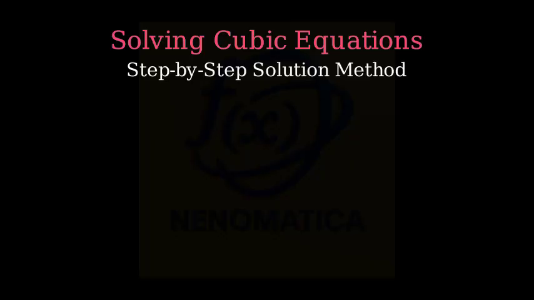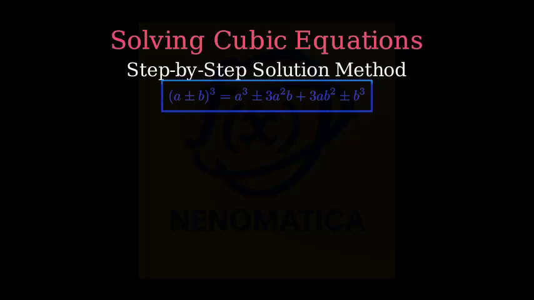First, let's recall an important identity for cubic expressions. The cube of a sum or difference can be expanded as (a ± b)³ = a³ ± 3a²b + 3ab² ± b³. This identity will be crucial for our method.